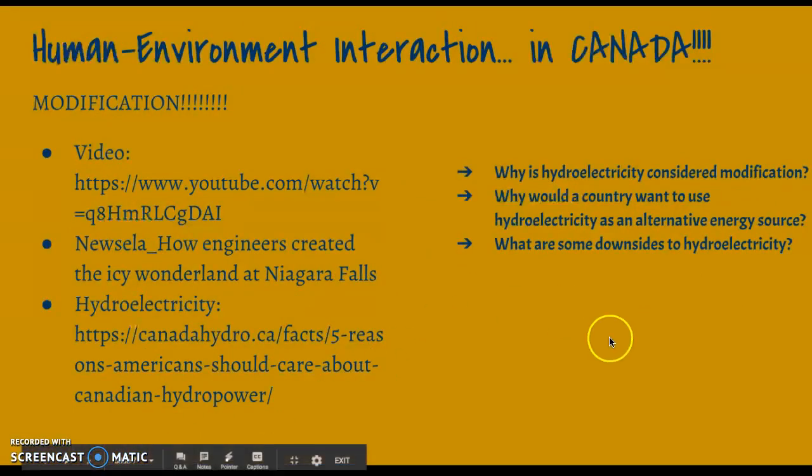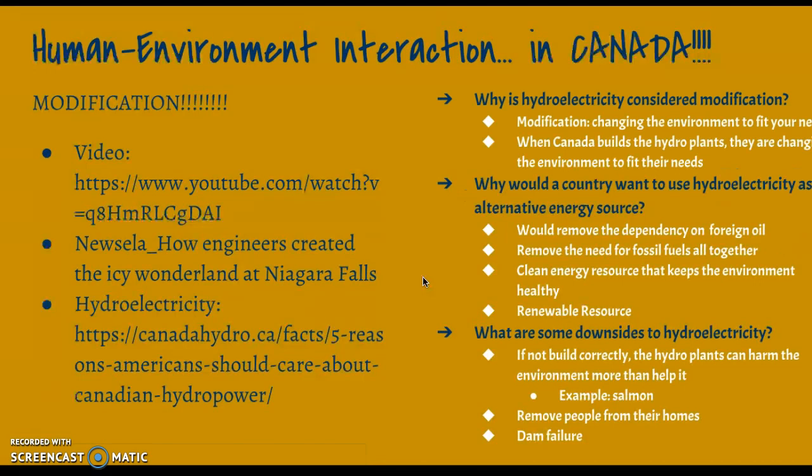Okay, so hydroelectricity. This is your hydroelectricity slide. I ask, why is hydroelectricity considered modification? It's considered modification because when Canada builds the hydro plants, they are changing the environment to fit their needs. They are changing the direction of rivers and waterways. They are changing actual environments by digging the really large holes so that they can build the cement and lay the cement. So there's a lot of modification that's happening when you are using hydroelectricity.